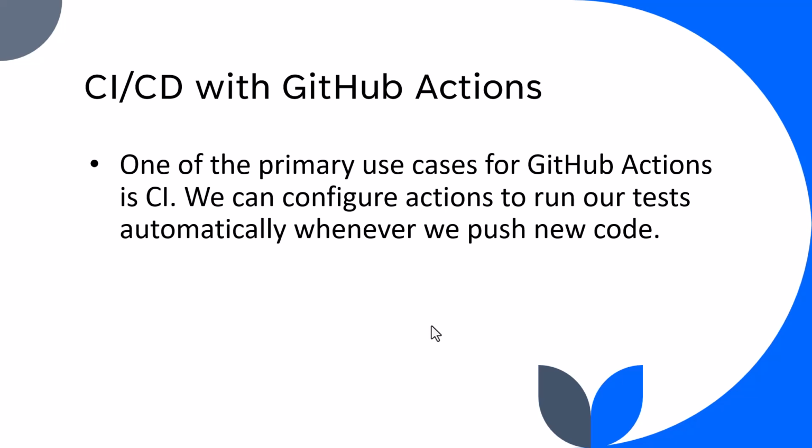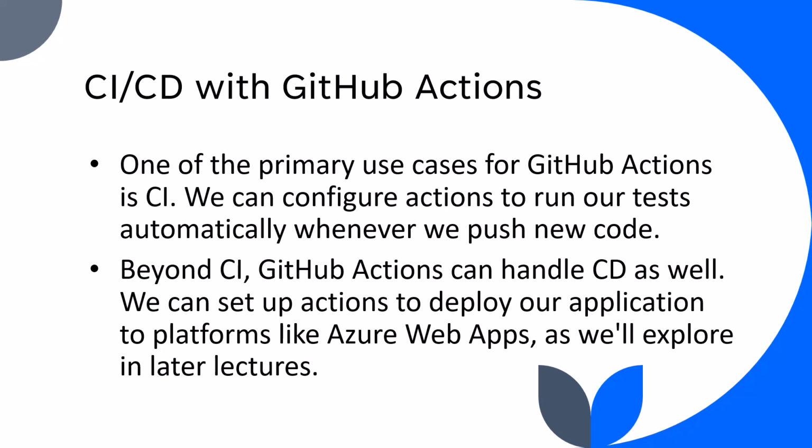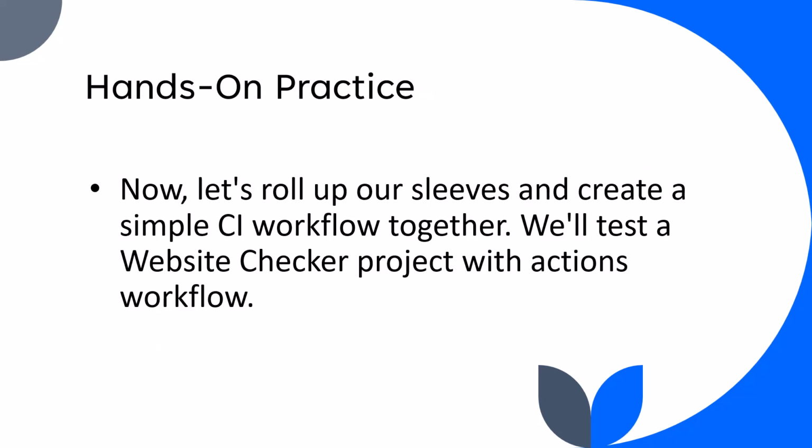One of the primary use cases for GitHub Actions is continuous integration, or CI. We can configure actions to run our tests automatically whenever we push new code. Beyond CI, GitHub Actions can handle continuous deployment, or CD, as well. We can set up actions to deploy our application to platforms like Azure Web Apps, as we'll explore in later lectures. Now for hands-on practice, let's roll up our sleeves and create a simple CI workflow together.